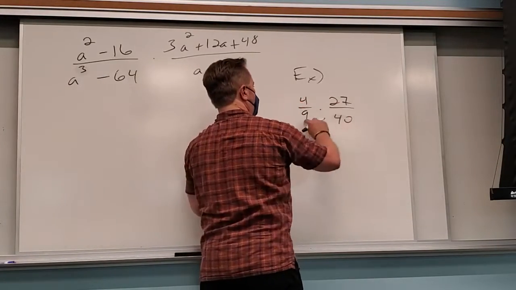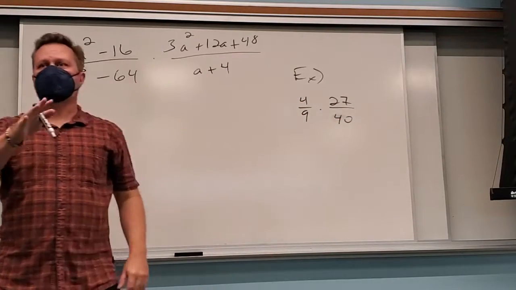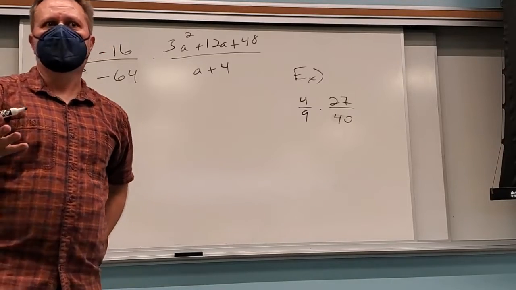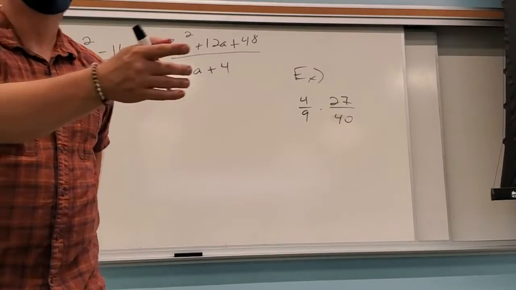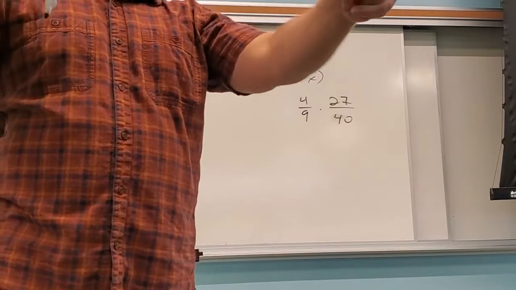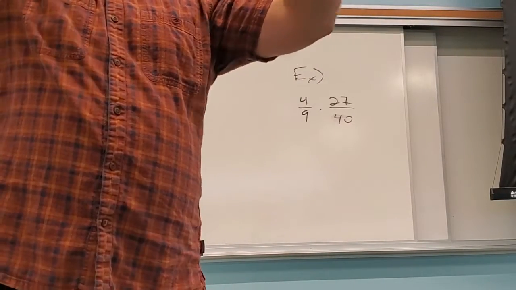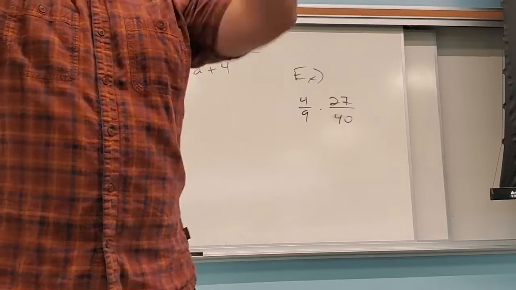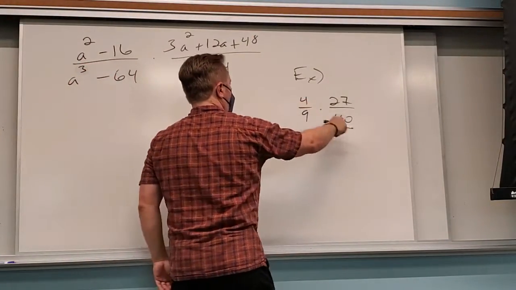I could just multiply these straight across, right? Why is that not the best first step? Because you're going to end up with giant numbers. Big numbers, and the last thing I have to do is reduce it. So why don't I reduce first? Make my numbers smaller to begin with. So 4 and 40. Let me do this.